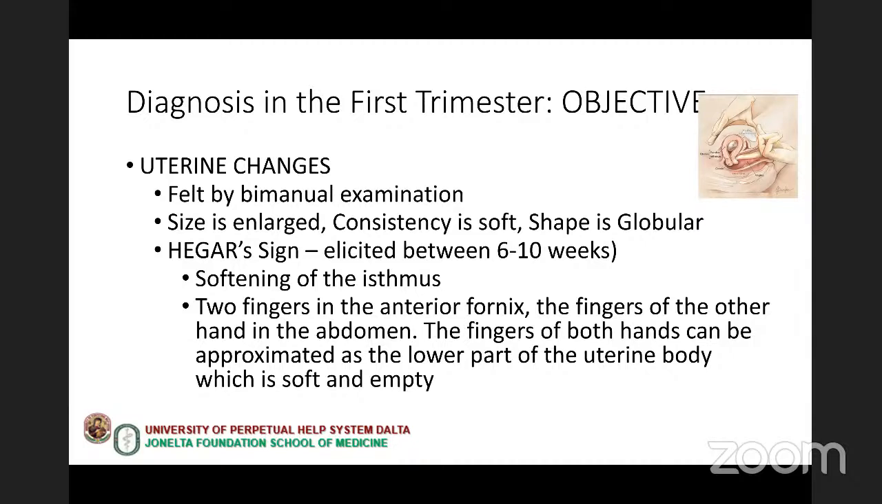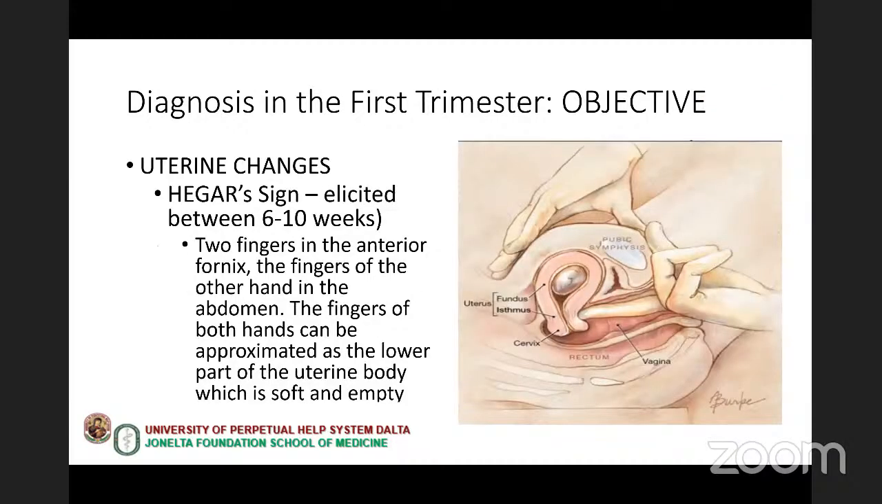Okay. So what's done? So you have 2 fingers in the anterior fornix. Okay. Like so in the diagram. The fingers of the other hand pressing through the abdomen. The fingers of both hands can be approximated as the lower part of the uterine body, which is soft and empty. And that you would feel would be your isthmus.